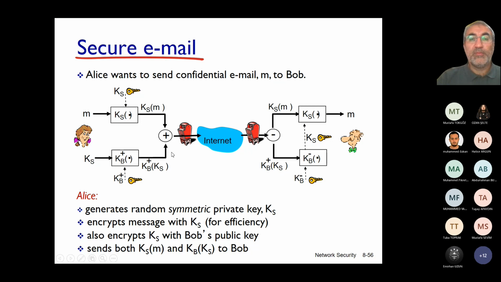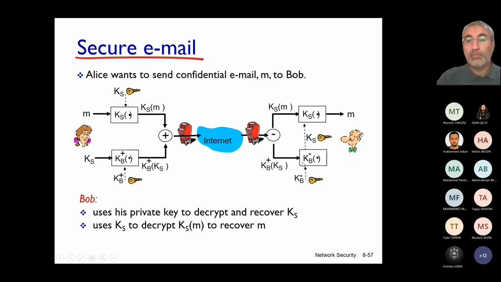At the bottom of the chain, she also encrypts KS with Bob's public key. So we encrypt the symmetric private key with Bob's public key, and then we add them up. We send this information over the internet to Bob, and Bob is going to receive this information.